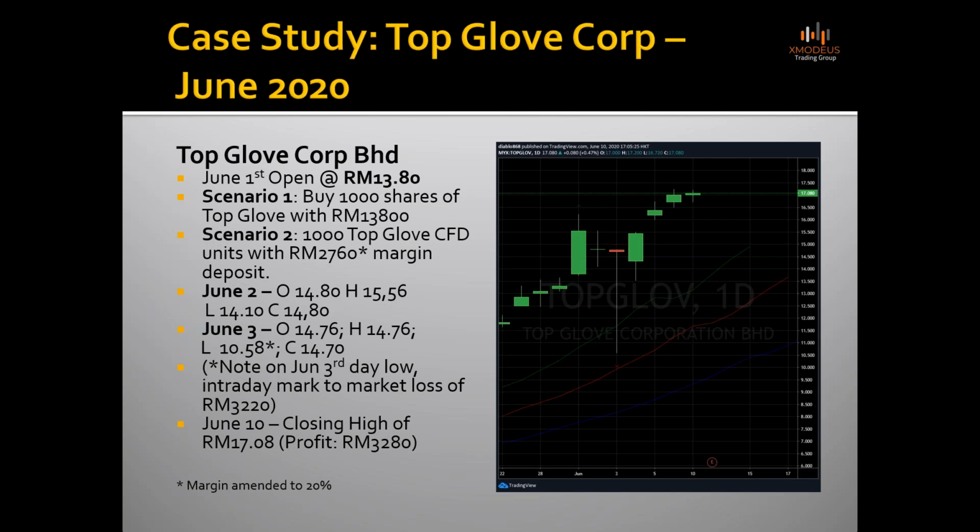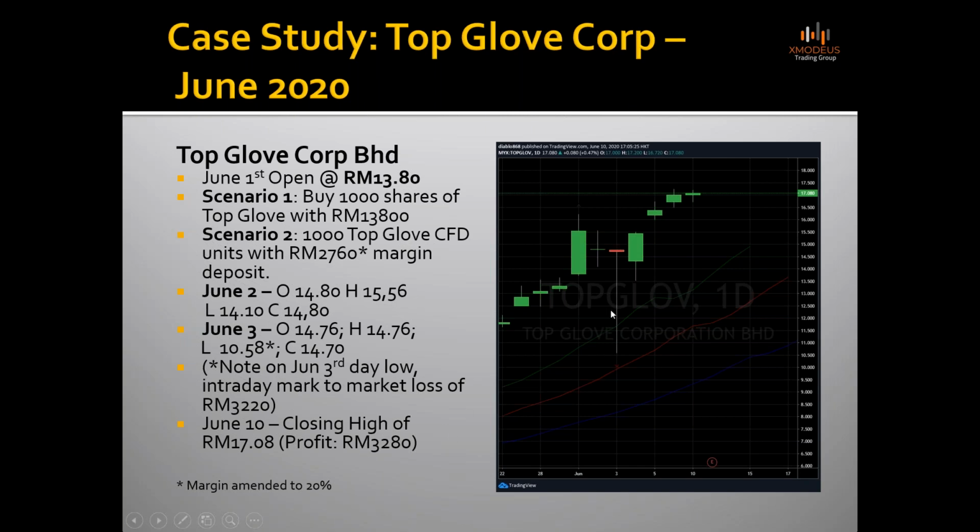His investment was 2,760. But that's quite a good gain for a single day, right? But look at June 3rd. June 3rd was when they announced that a lot of the stockbrokers are putting caps on this counter due to the volatility and the huge rise in the prices of rubber counters. And then there was a huge drop, right? There's a huge drop intraday for Top Glove.